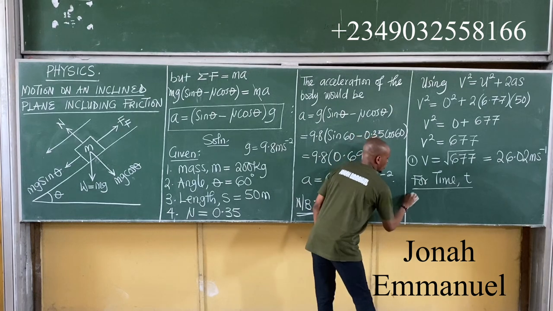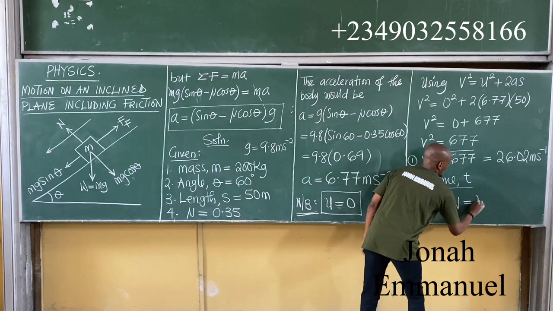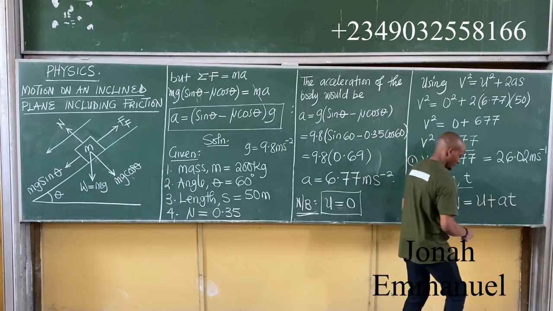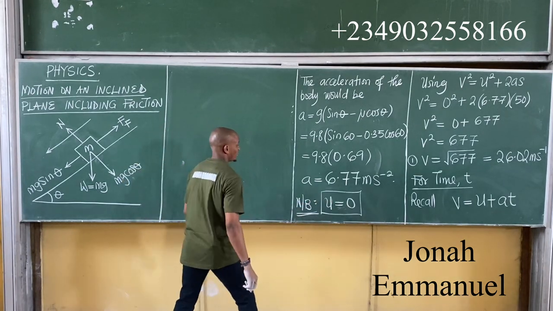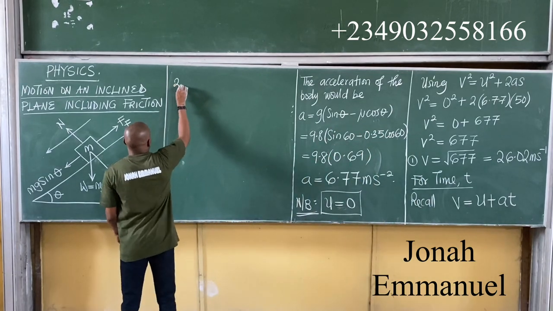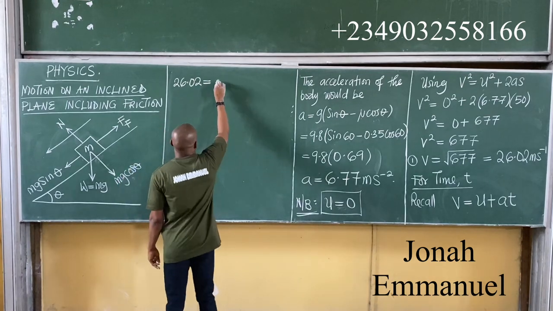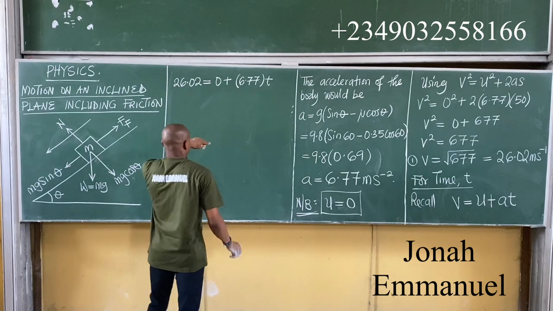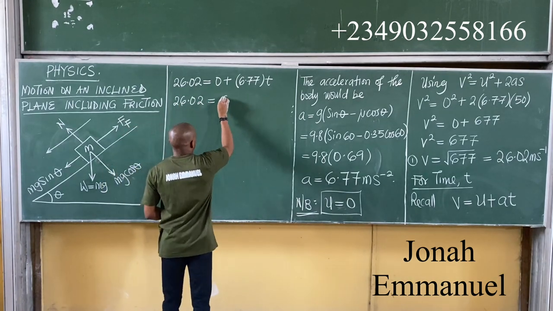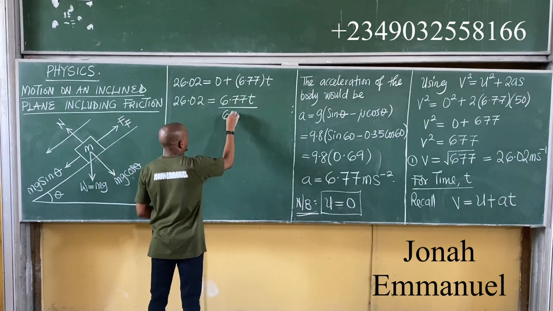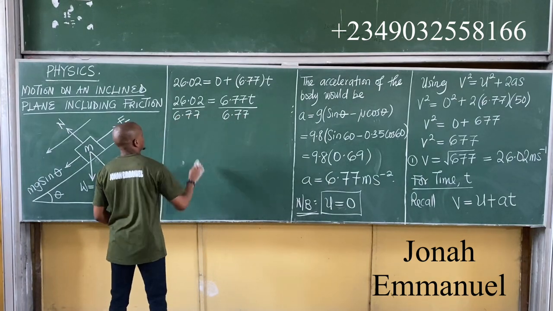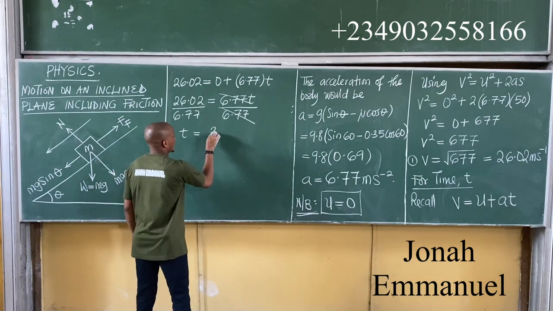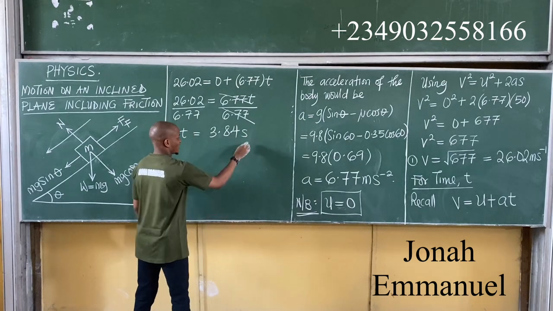For time, t, recall the equation. Recall that we said v is equal to u plus at. We now have 1, 2, and 3. Let's find t. Alright, input values. From here, v is 26.02. v is equal to u, u is 0, plus a, where a is 6.77, times t. So 26.02 is equal to 6.77t. Divide here by 6.77, and divide here by 6.77, because this cancels this. You have that t is equal to, what do you get here? 3.84 units. Alright, so this becomes the time.